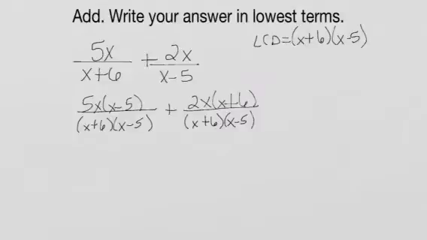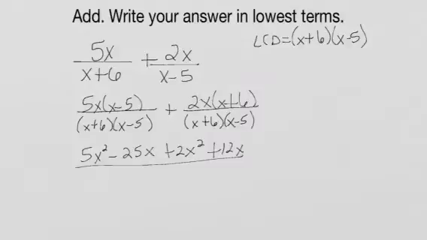Alright, so now if we multiply those out, we get 5x times x is 5x squared. 5x times negative 5 is negative 25x. And then 2x times x is plus 2x squared. And then 2x times 6 is plus 12x. All over that common denominator of x plus 6 times x minus 5.